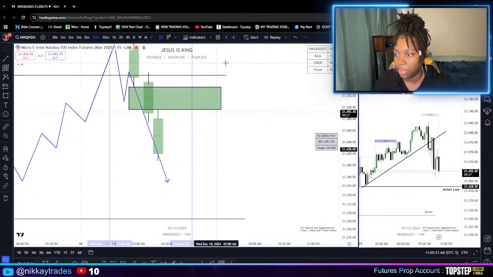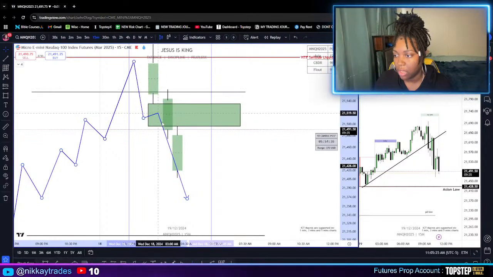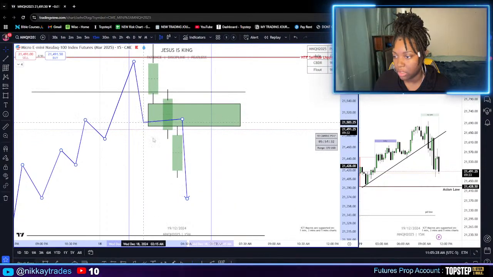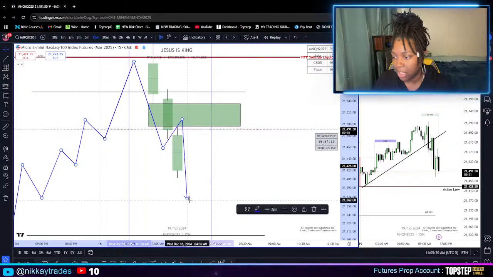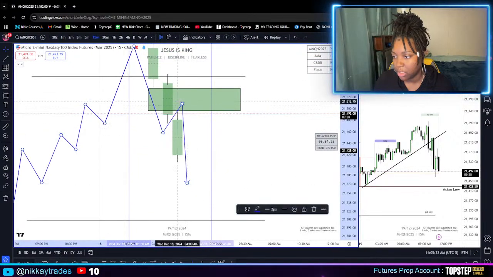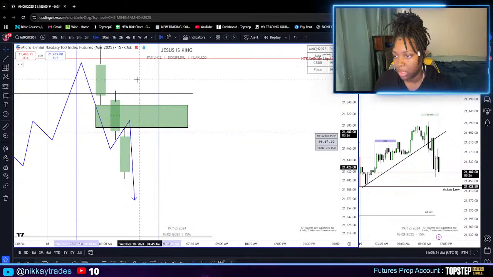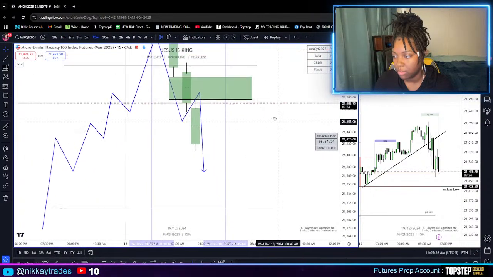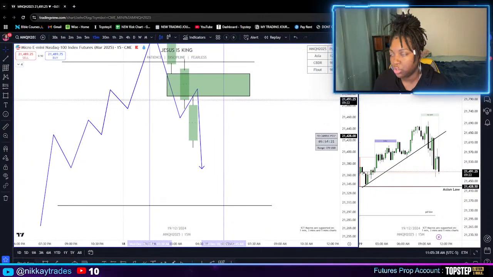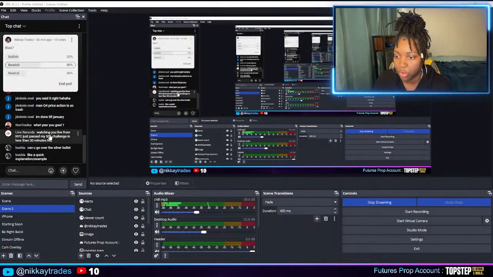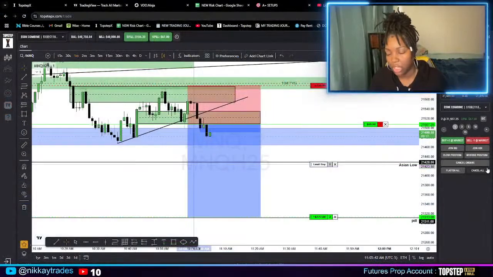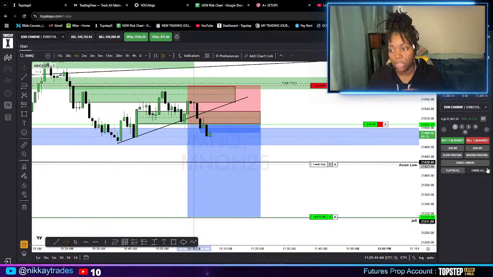So like the example I showed here, it took out the high. You'll wait for it to trade back into this right here, and that is called the silver bullet. Now that's for sells, and of course you'll do the same thing. That's just a quick example. You'll do the same thing if it were to take out a sell.